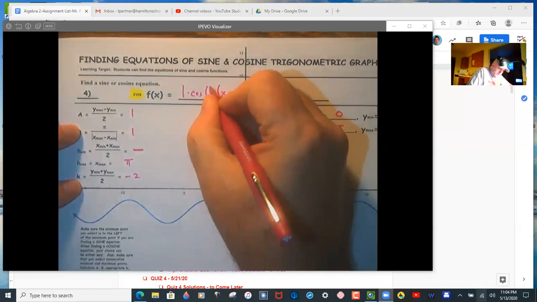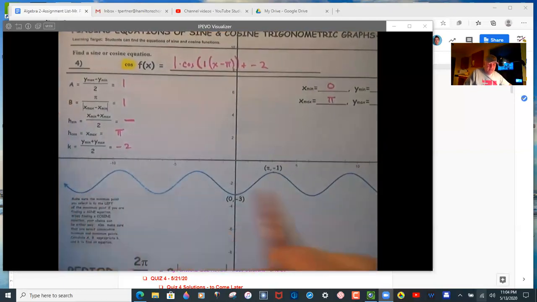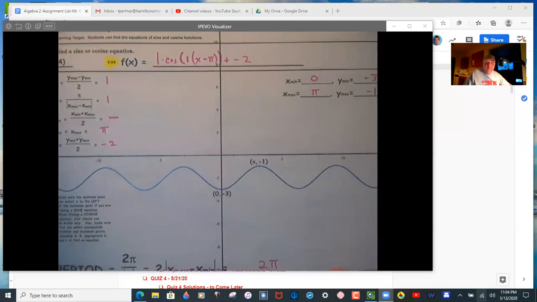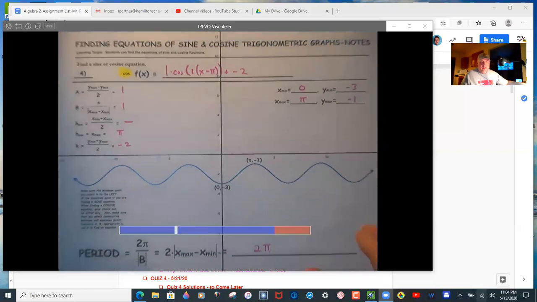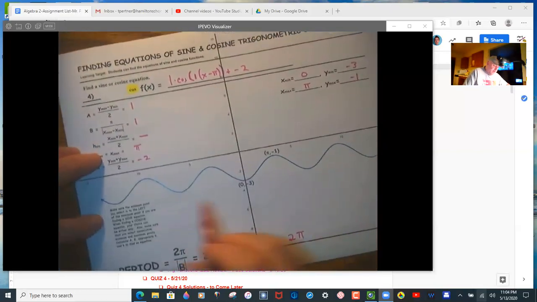So for the first time here, we had a shift of 2 down. That's the midline. I drew a midline through negative 2. Okay, don't forget the k value is the midline. And it's always easy to get a and k. You can get them by looking at the graph.